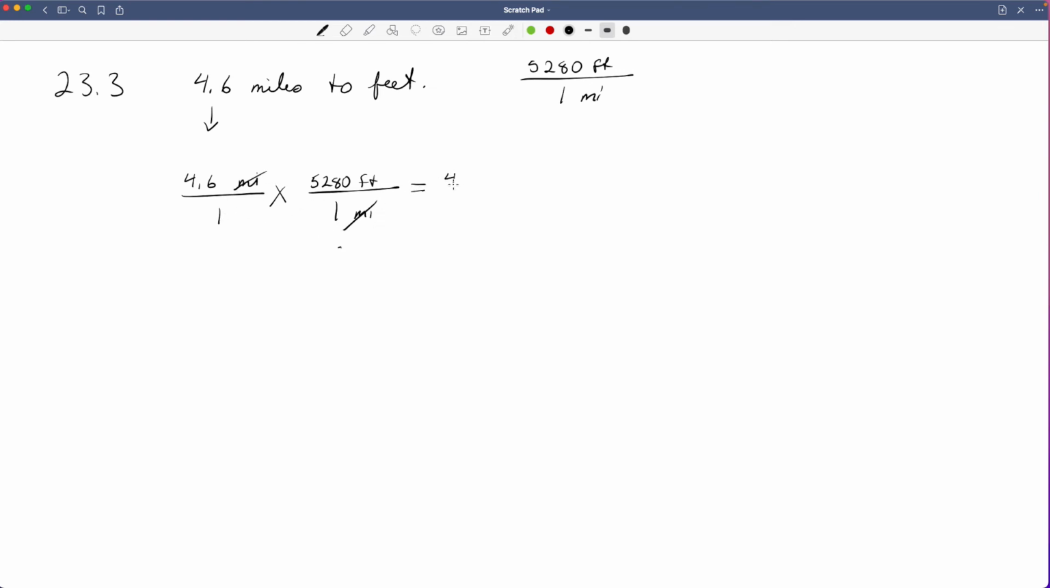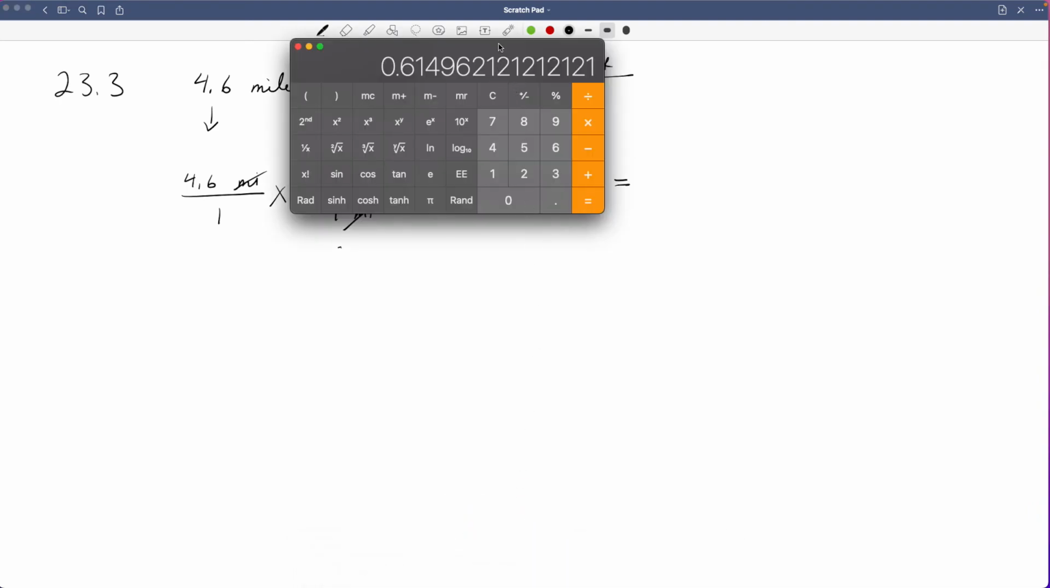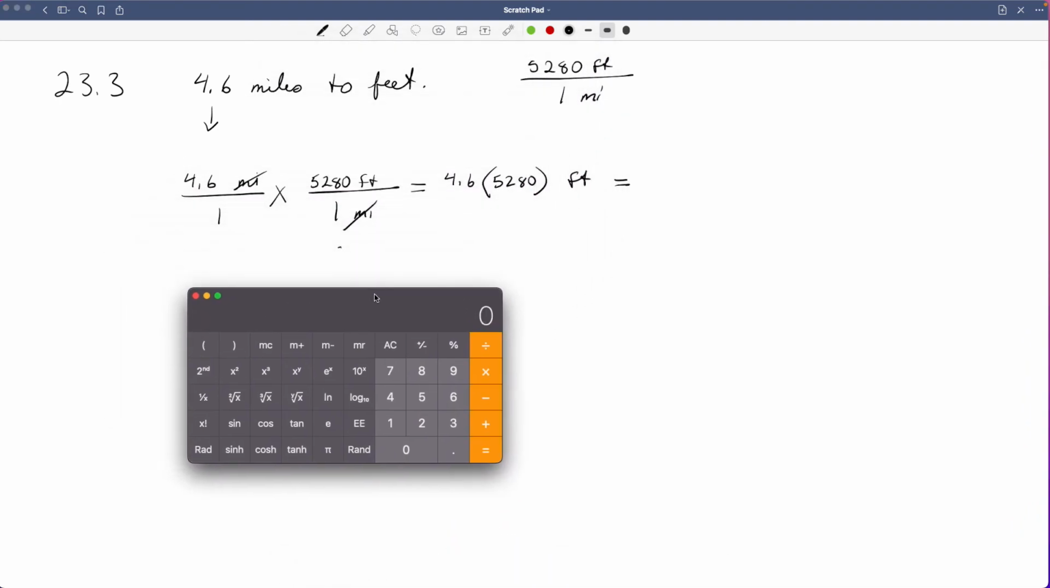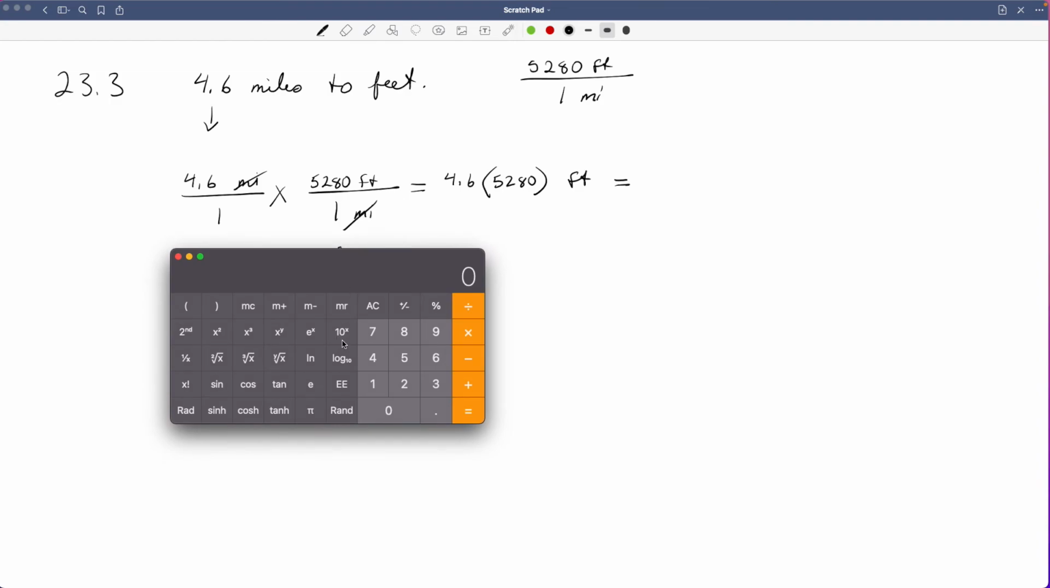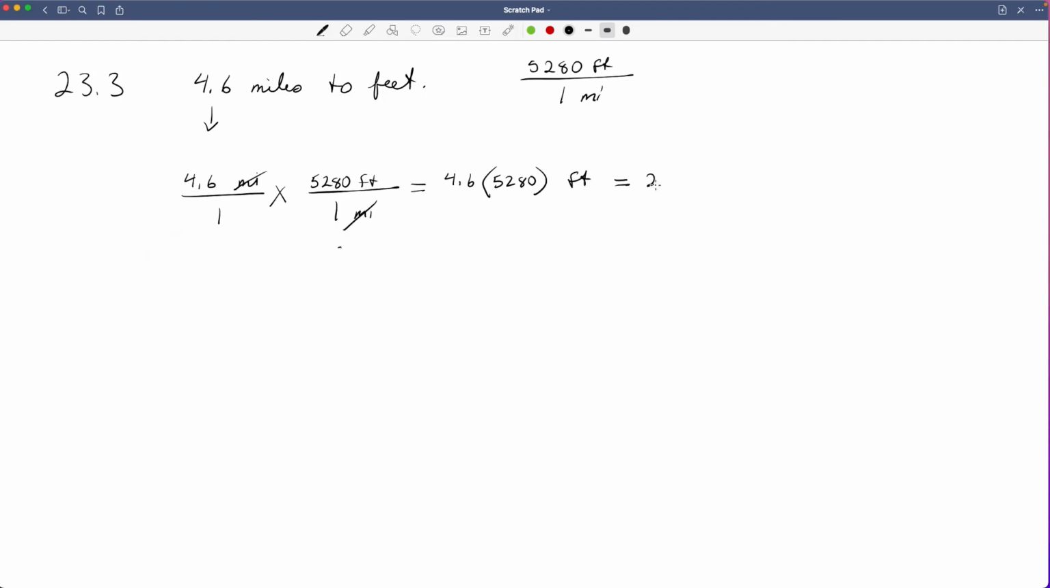So 4.6 times 5,280 tells me how many feet we have. And that is going to be, I'm going to do it on the calculator because I cannot do that in my head. And also, sometimes I do it on the calculator so you can see me do the calculation just a little bit faster. 4.6 times 5,280 equals 24,288 feet. So 24,288 feet. How awesome is that?